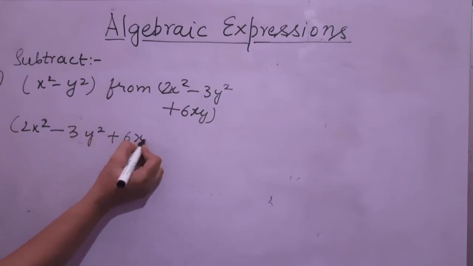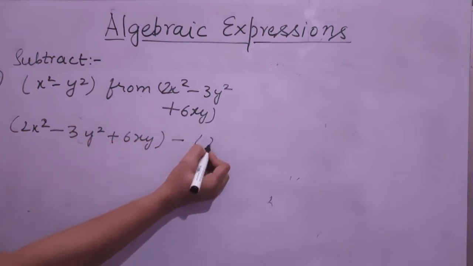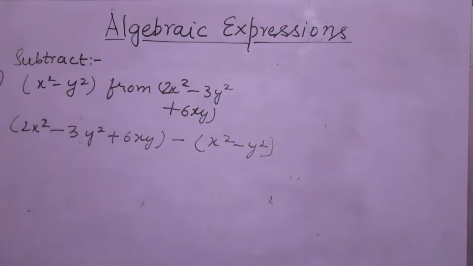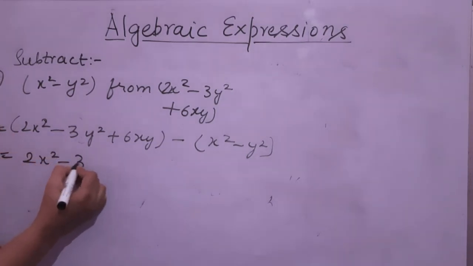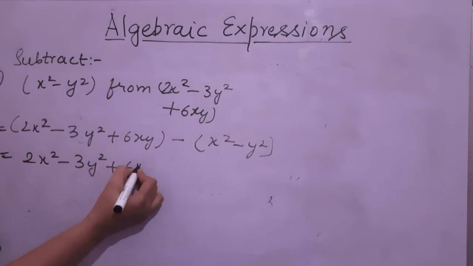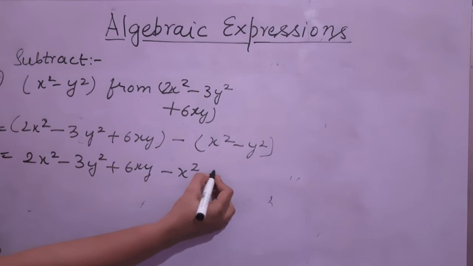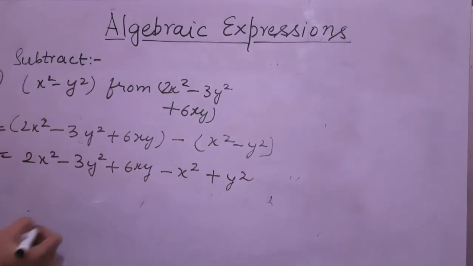Okay, now let's write the other one, minus x square minus y square. Why have I placed both the algebraic expressions in the bracket? So that if there is any change in the signs, we will change the sign. Okay, so let's open the brackets. 2x square minus 3y square plus 6xy minus x square, positive became negative, negative will become positive.